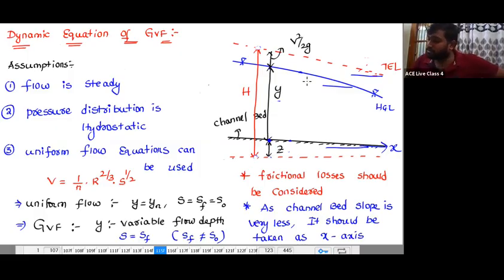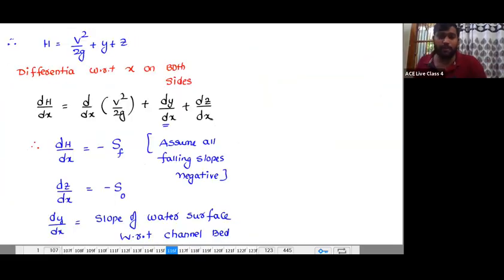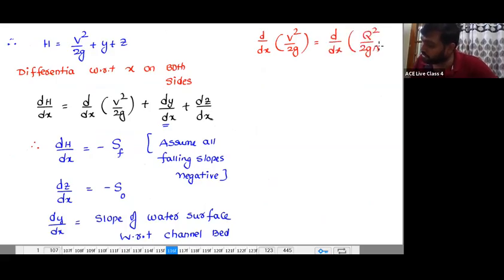So now from this, I got to know this one. Okay. So now you please write down these things over here. And apart from that, let's take this d by dx of v square by 2g outside. Can I write this one as d by dx of Q square by 2g A square?